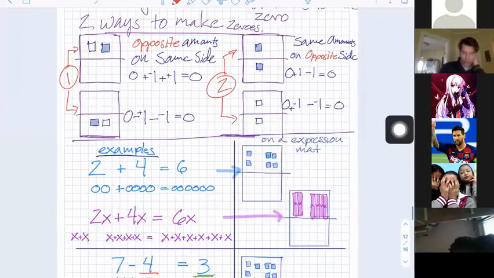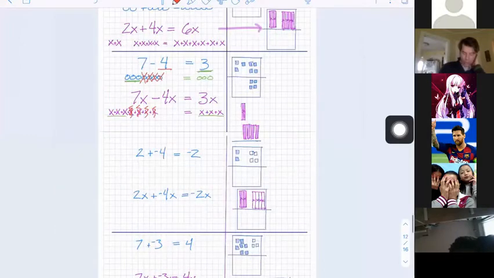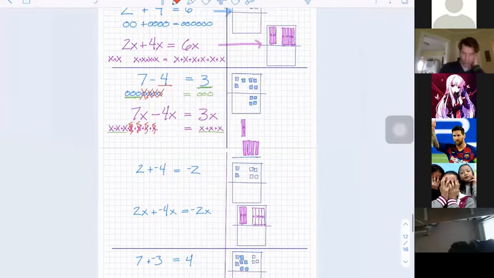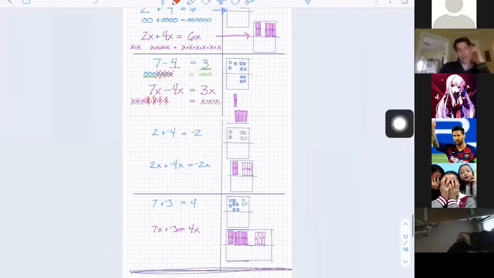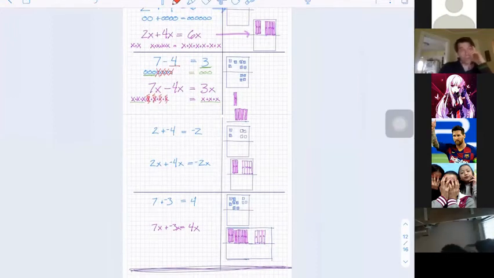So what I want you guys to do is go through this one and practice removing zero pairs. Looks like I messed this one up a little bit when I was moving it around. That's okay. So go through all of these and check off the zero pairs. Go through and circle zero pairs and cross them off. Take a moment for that. Please let me know if you have any questions.